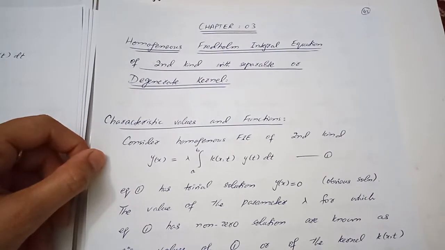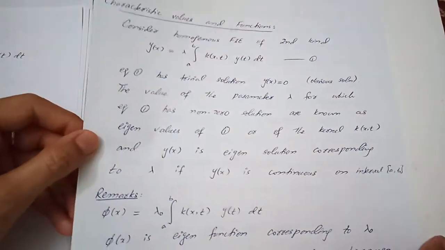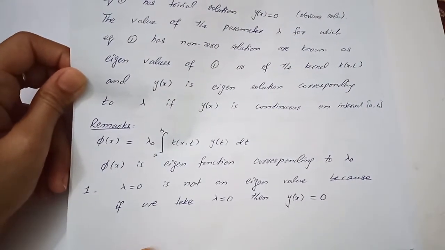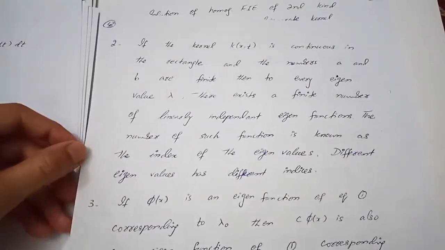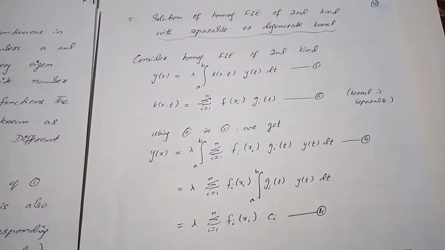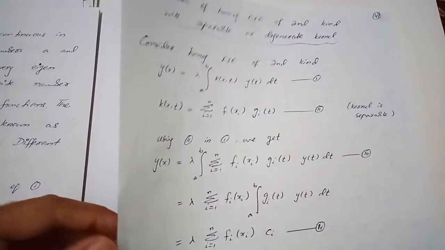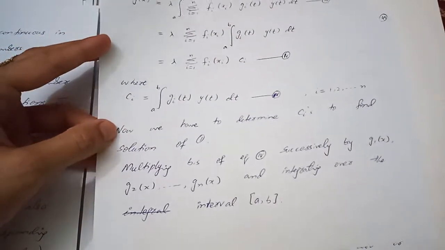We did already in the class the characteristic value and the functions. You already have these notes that what we did in this. Then there are some remarks about it, like what kind of eigenvalues and eigenfunctions you can have. And then there are remarks 1, 2, 3, 4, and then at the number 5th, there was the solution of homogeneous Fredholm integral equation of second kind with separable or degenerate kernel method. That is the general one. We have already done it in the class, and you can see you already have these notes as well. You can note down if you don't have it.